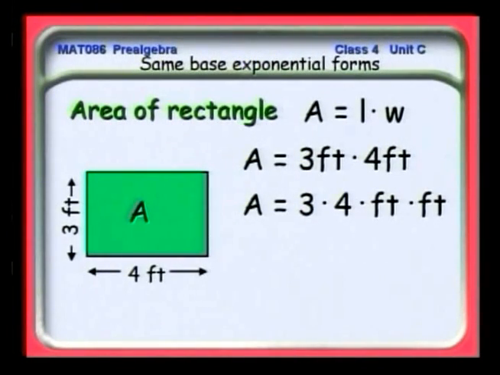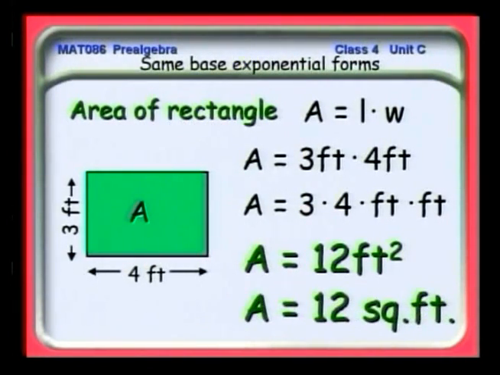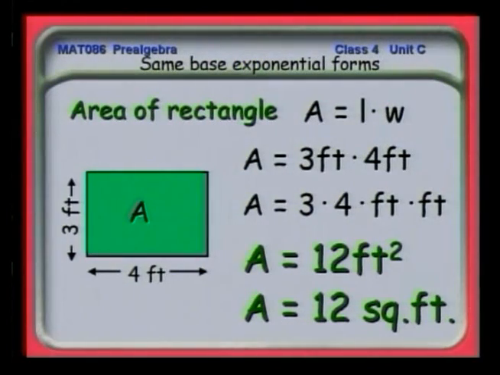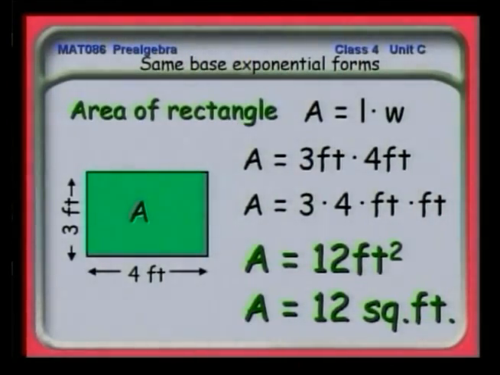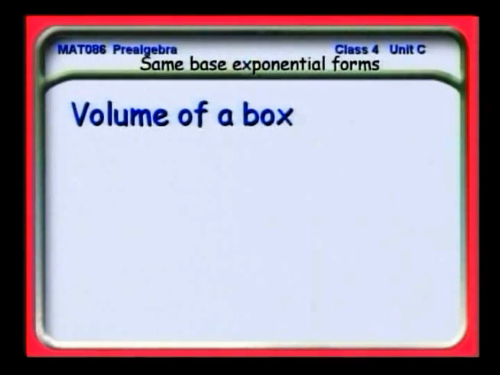I can take the coefficients, the 3 times the 4 to the left, feet times feet to the right, and I get that the area is 12 feet squared, or 12 square feet. And since it came out feet squared, and I know I'm dealing with an area, I know square feet is an area, it makes me feel comfortable that I have done the problem correctly. So if you include the dimensions in your math, coming out with the correct dimension is a great way to check yourself. Let's look at volume and see if it works with that.